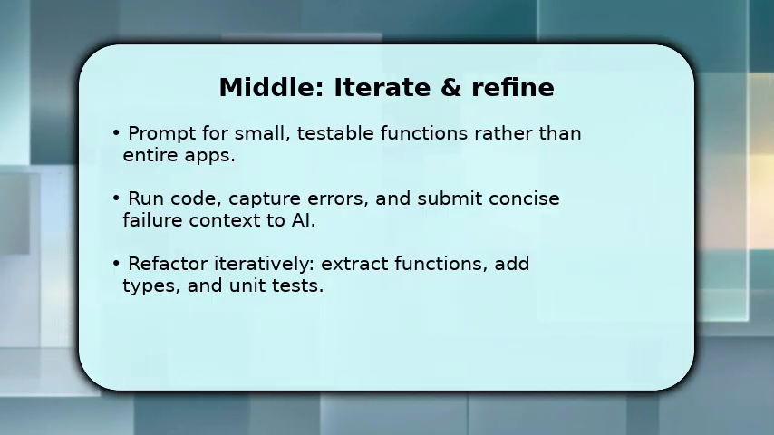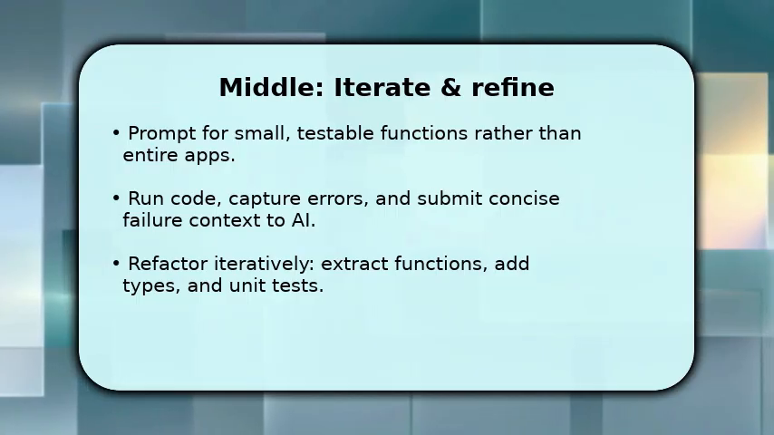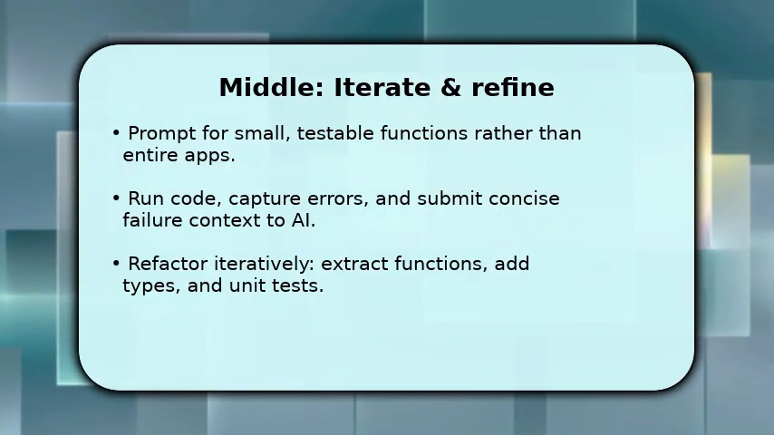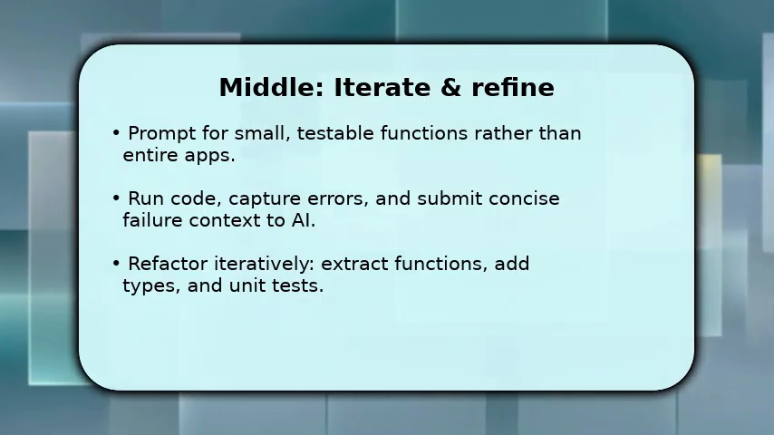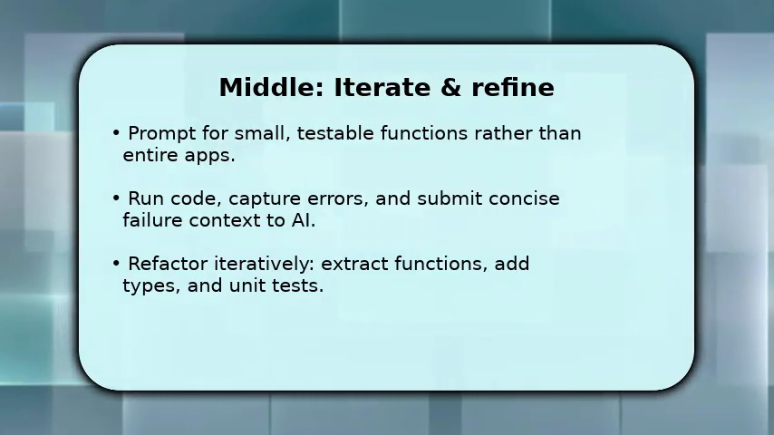Once a function works, request refactoring, add types, docstrings, and small unit tests to lock behavior. Make sure to repeat, test, fix, refactor. This step-by-step approach turns rough code into reliable components you can integrate.